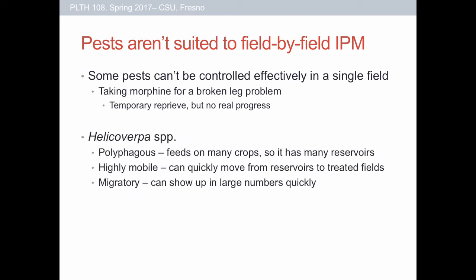And Helicoverpa is a really nice example of this kind of problem pest. Essentially, it feeds on just about every crop that's out there. And so you're going to have a certain amount of it in the environment no matter what, just depending on who's growing what. It's highly mobile, so it can move in from those reservoirs quickly, and it's migratory. So you might not have it in the overwintering period, so any sort of treatments you do then won't really matter. It'll just migrate up from some other location.